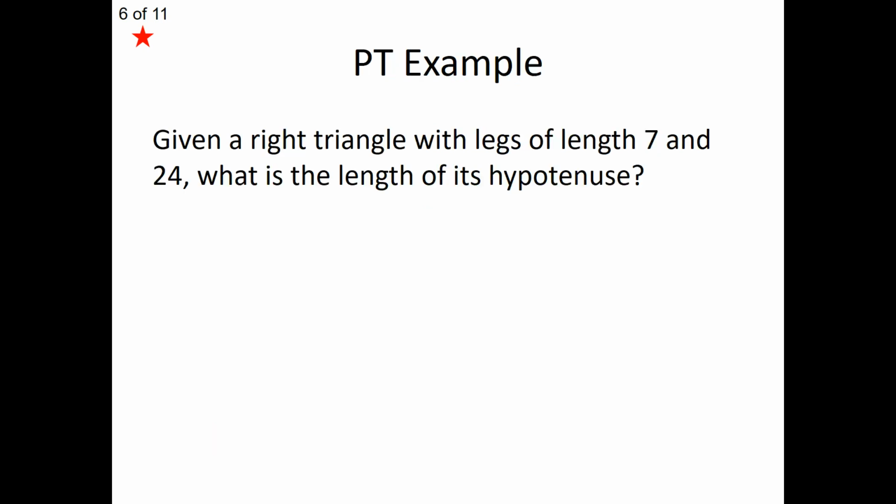So let's actually use the Pythagorean theorem in an example. Given a right triangle with legs of length 7 and 24, what is the length of its hypotenuse? Well, we can draw a picture of this if you wish to. We're given a right triangle with the two legs, 7 and 24, and we're looking for the length of the hypotenuse, which means when we apply a squared plus b squared is equal to c squared, we are using 7 and 24 as our a and b values.